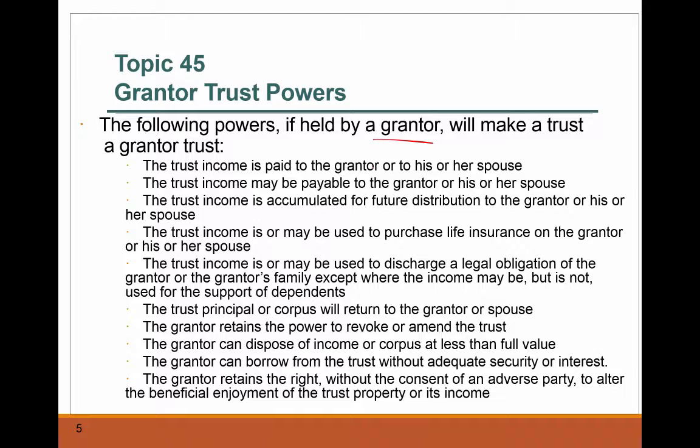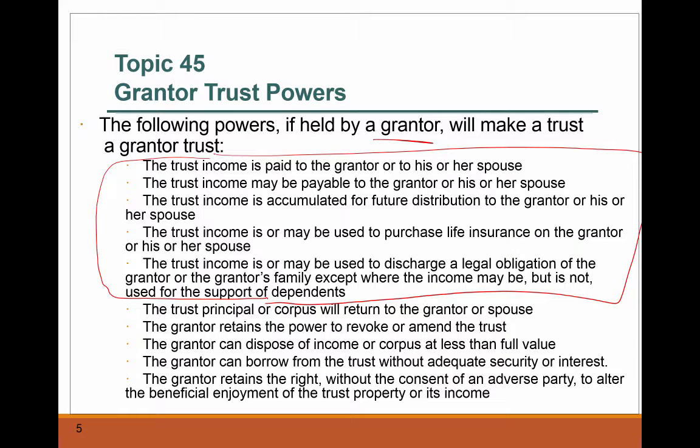So usually it's mostly dealing with income, as you see here, and then the trust principal returns to the grantor or his spouse. So those are probably the most common, and the grantor retains the power to revoke or amend the trust. The grantor can dispose of the income at less than full value. Those are less common. Mostly, I would say the more common in industry is what happens with the income. That is what we're really concerned about, and mostly it becomes a grantor trust if most of that income is going back to the grantor or the spouse.